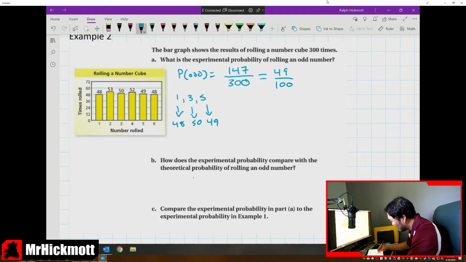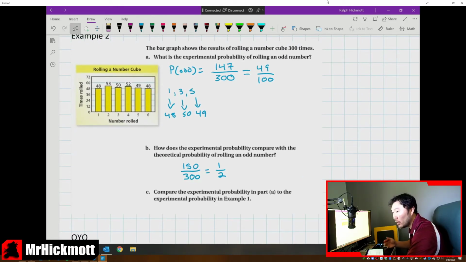We would expect it to come out 150 out of 300, or 1/2, because theoretically it should come up half the time, an odd number, because half of the numbers are favorable on a 6-sided dice. Now in our experiment, it only came up 147. That's okay. So the probability of getting an odd in our experiment was a little bit lower than the theoretical, but they should be fairly close in most situations.